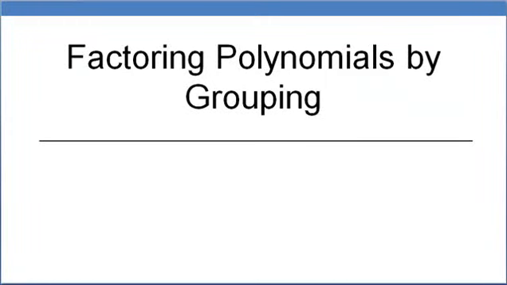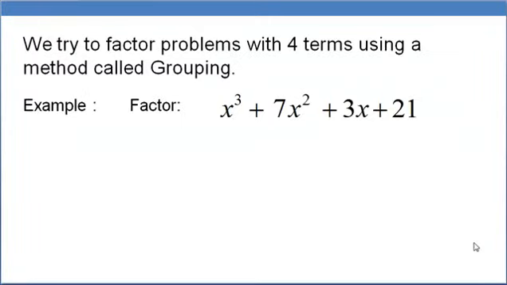Factoring polynomials by grouping. We try to factor problems with 4 terms using a method called grouping. So we have 4 terms. We're going to split the problem into 2 groups, and then from each group, we will try to find a GCF.